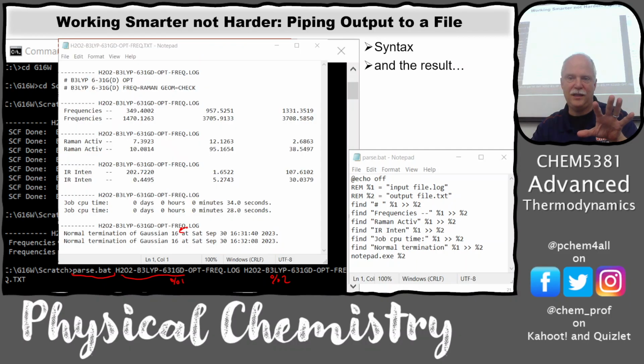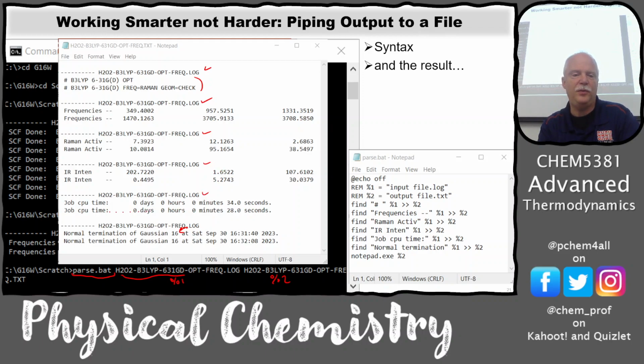Okay, so this is the syntax and this is the result. So it gives you the file name where the information came from. And so I searched for the root cards just so I would know what those calculations were. It gives me this, file name. Here's the frequencies. Here's the file name for the Raman activities. Here's the file name for the IR intensities.